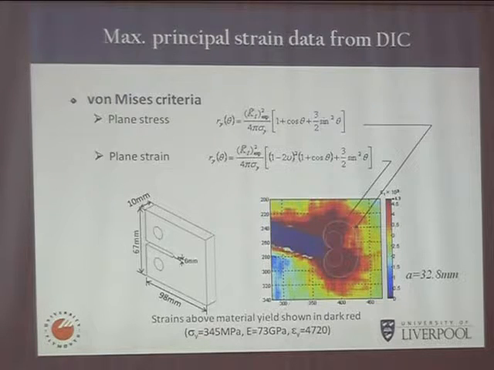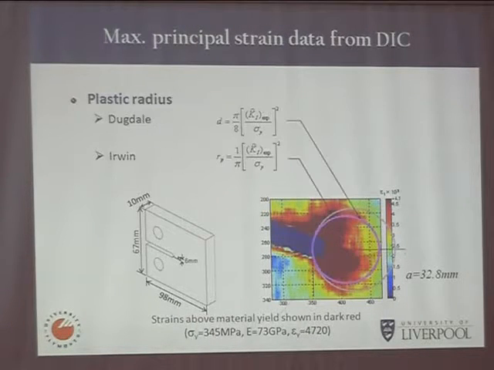Okay. And so we've compared them for the long crack here with von Mises criteria, plane stress and plane strain, and they're on the surface, and so it agrees more closely with the plane stress. And then we also tried plotting Dugdale and Irwin's plastic zone radius here, to give you an idea of how they compare with those. And not terribly well in the x direction, but not bad in the y direction.